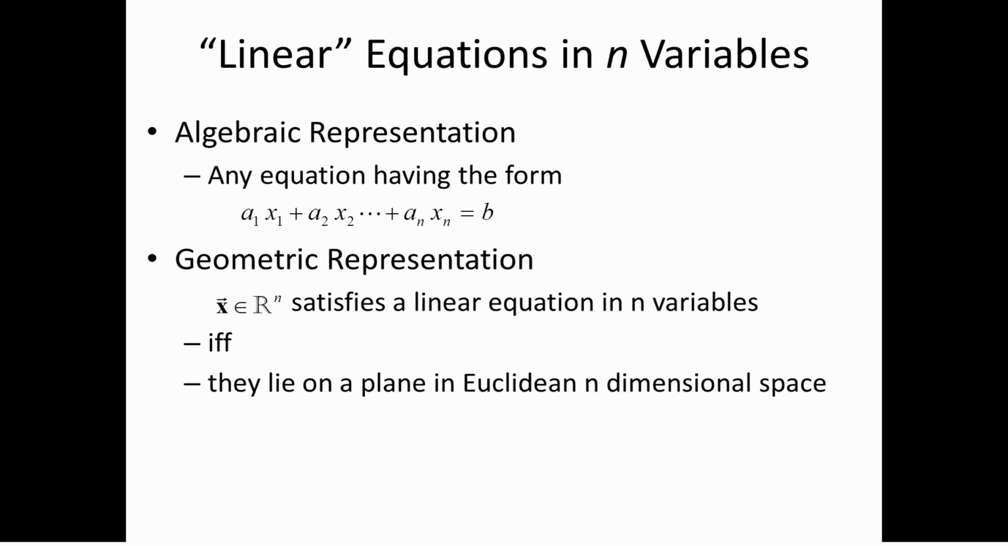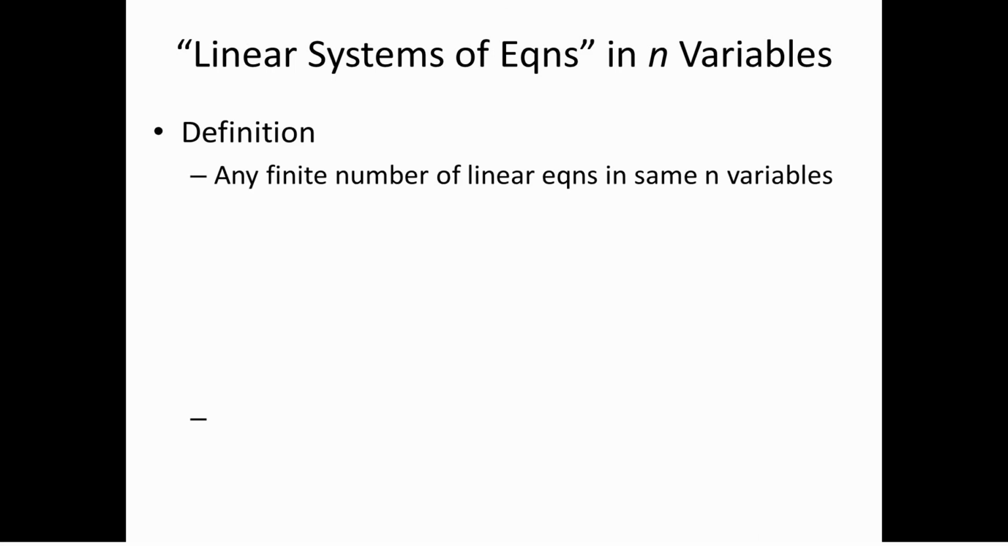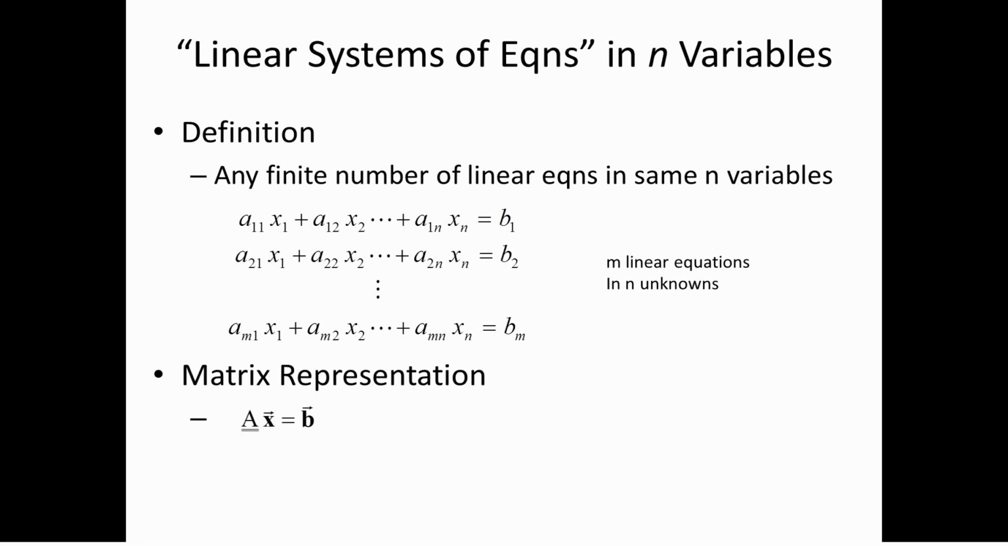Now, one linear equation is generally not of great interest to us. So we're going to start looking at systems of linear equations. And this is just any finite number of linear equations that are all in the same variables. So this is an example of where we have a system of n linear equations and n unknowns. And we know that we can write this in a rather compact matrix representation as AX is equal to B, where X and B are vectors with their respective dimensions.